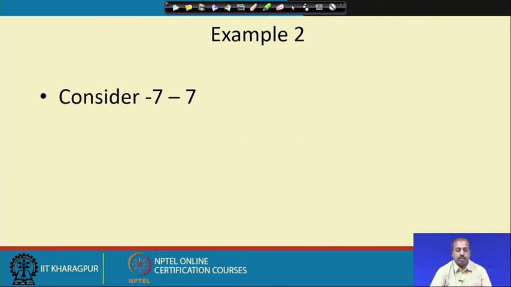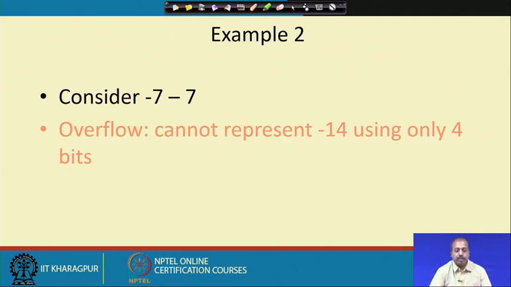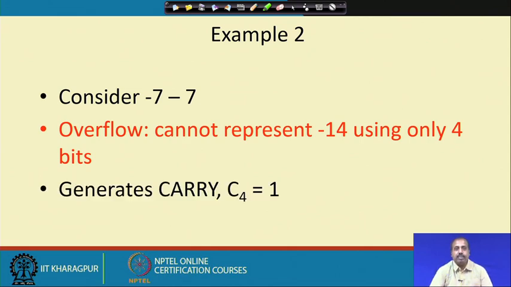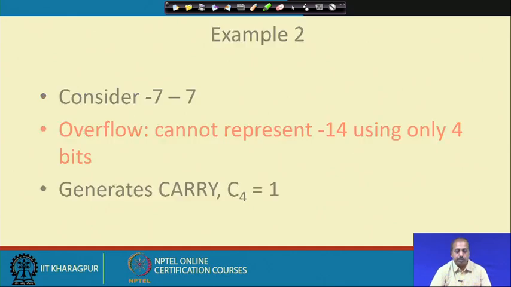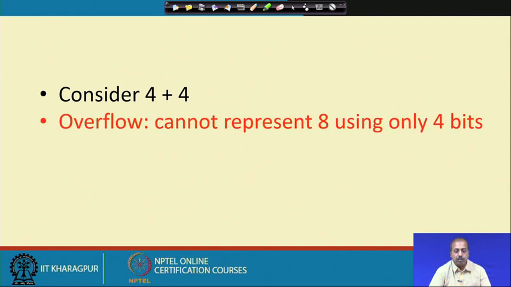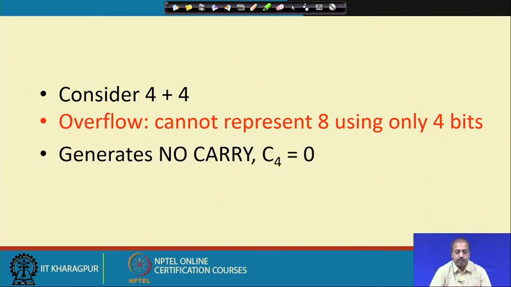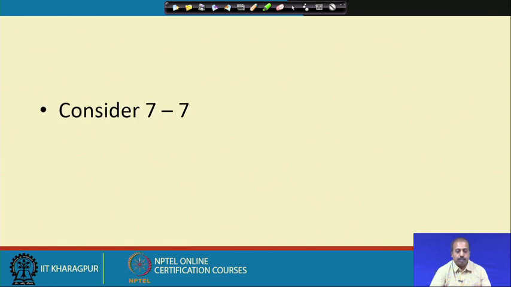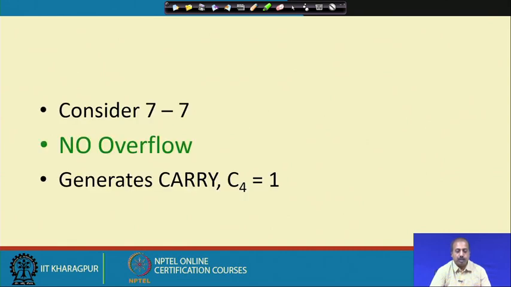On the other hand, if I consider -7 minus 7, the result is -14. Here also it is an overflow because I cannot represent -14 in 4 bits, but in this case it generates a carry, so C4 is equal to 1. Now, 4 plus 4 gives 8. Here also I cannot represent 8 in 4 bits because the range is -8 to +7. However, it does not generate a carry, C4 equal to 0. And 7 minus 7 has no overflow, but it generates a carry, C4 equal to 1.